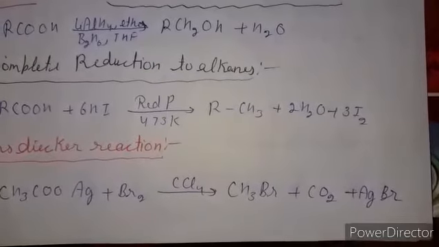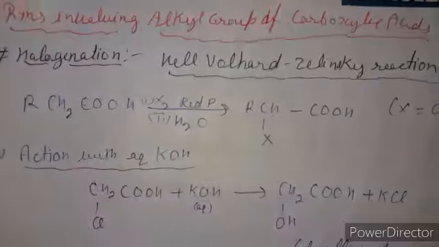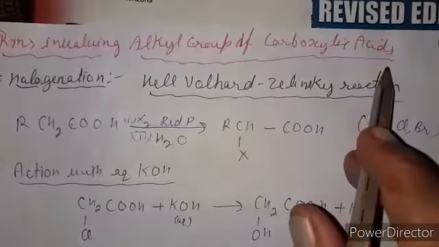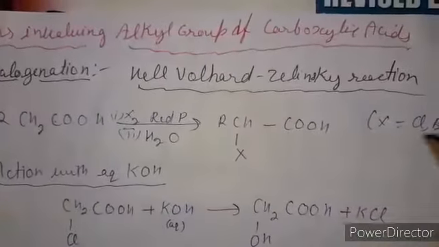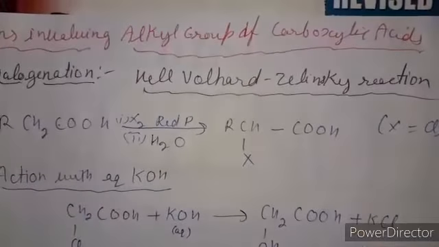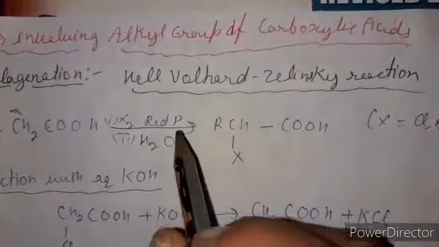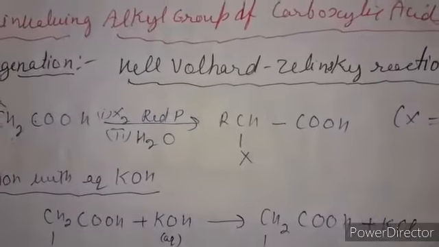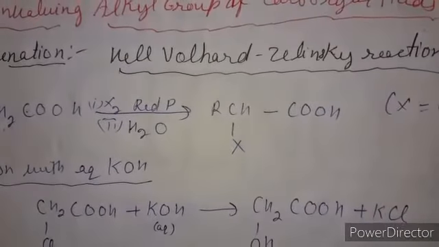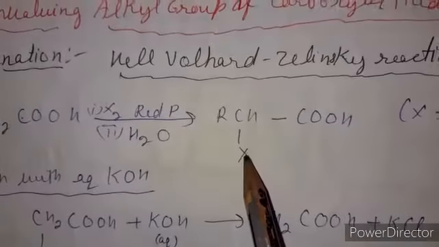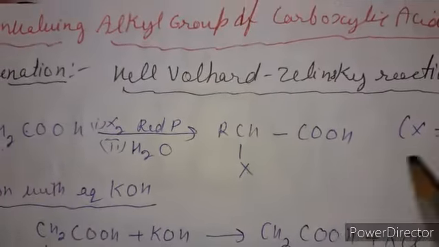So this reaction is known as the Hunsdiecker reaction. Next type of reaction, reactions involving the alkyl group of carboxylic acid. So first, halogenation. A carboxylic acid which has an alpha hydrogen reacts with chlorine or bromine in the presence of red phosphorus along with water, and it forms the first product, that is chloroacetic acid or alpha-halocarboxylic acid.